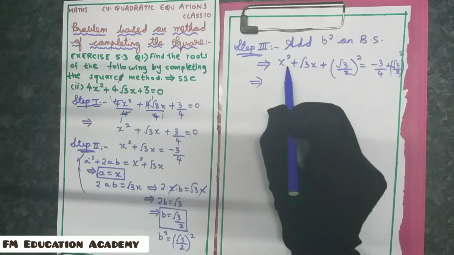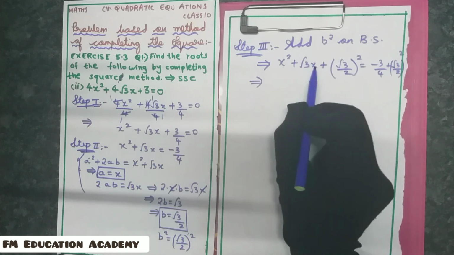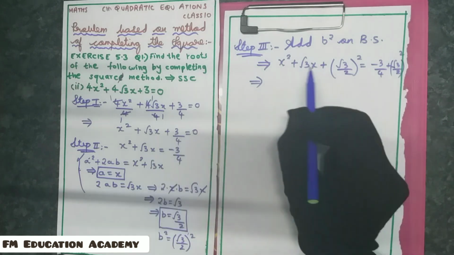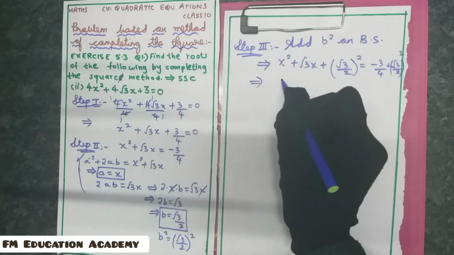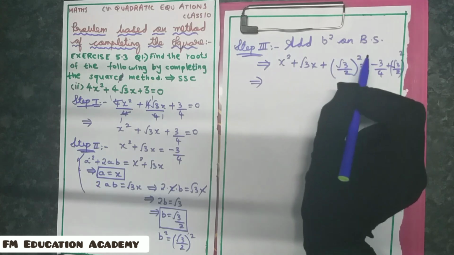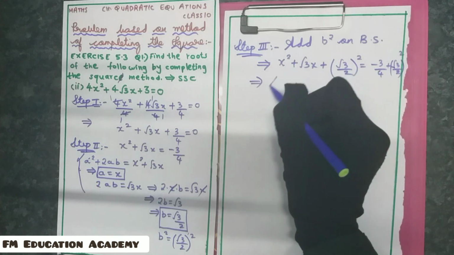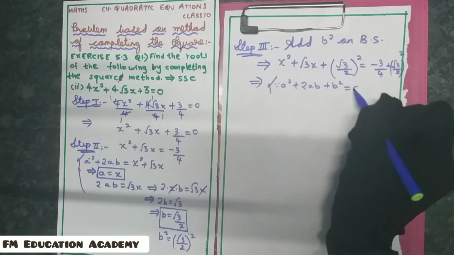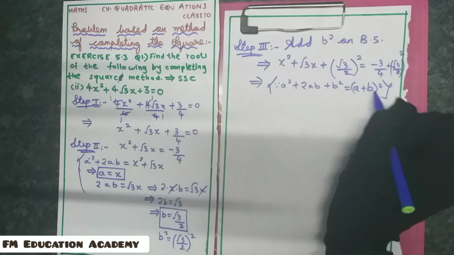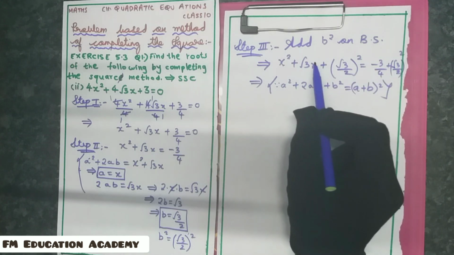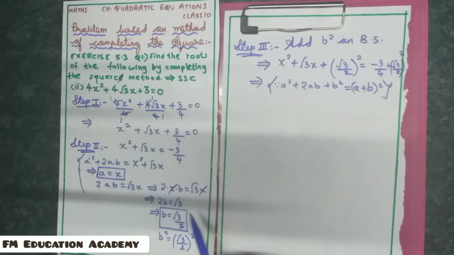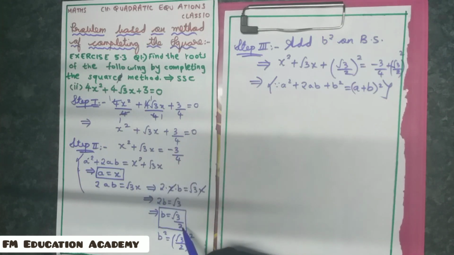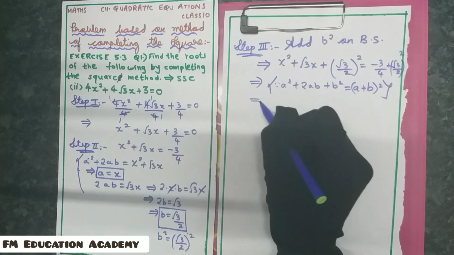Now compare this. We have the full algebraic identity here: a square plus 2ab plus b square. Earlier we had only the a square plus 2ab term, but now we also have b square. So we know a square plus 2ab plus b square is in the form of a plus b whole square. Right? Now, what do we observe? We got a is x and we got b is root 3 by 2. So as I got a is x and b is root 3 by 2, I am going to write this in the form of a plus b whole square.